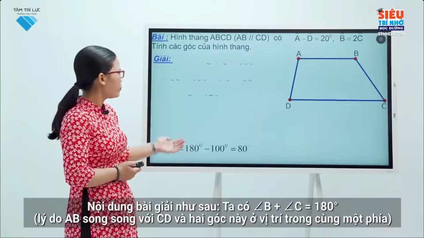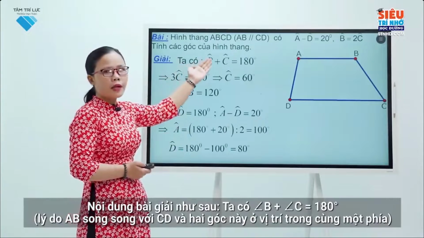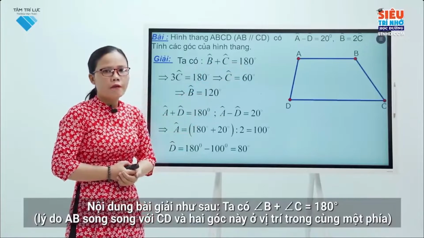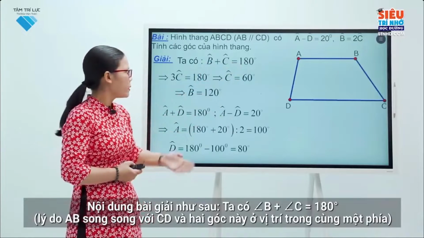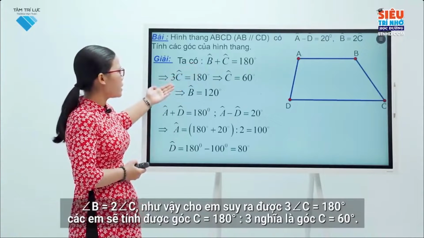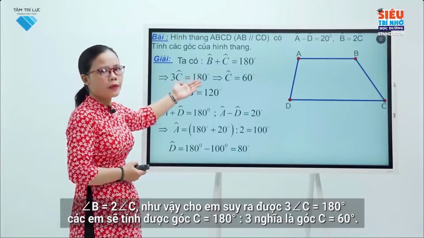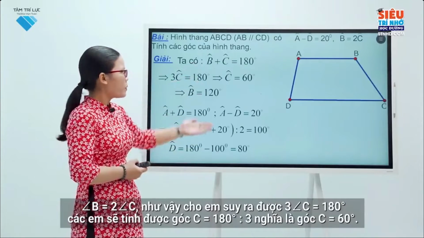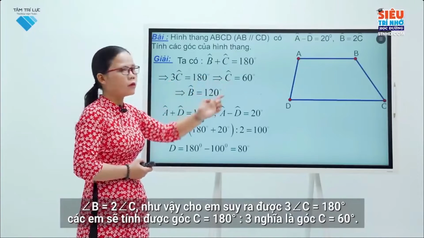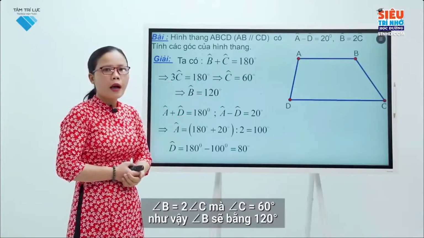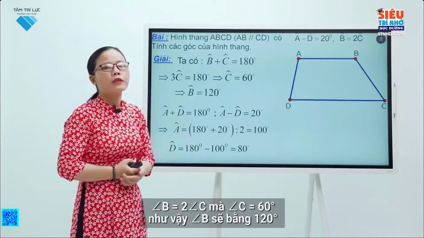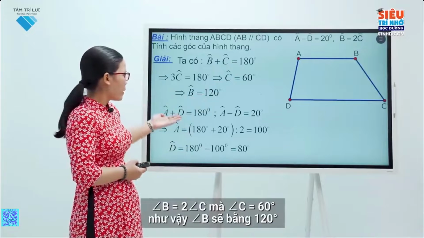The answer: angle B plus angle C equals 180 degrees, because AB is parallel to CD and those two angles are adjacent angles. Angle B equals 2 angle C, so 3 angle C equals 180 degrees, and we get angle C equals 180 degrees over 3, which means angle C equals 60 degrees. Angle B equals 2 angle C, and angle C equals 60 degrees, so angle B is 120 degrees.